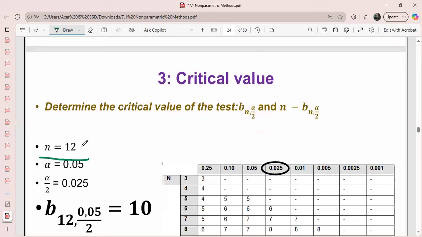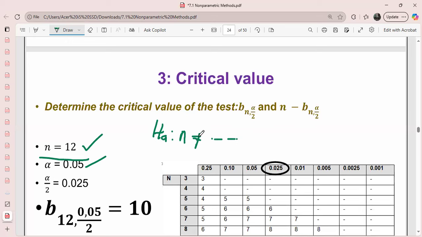N, we know that it's 12. When we count the reaction time, we were also told that N is equal to 12. Alpha we're given as 0.05. We're also given, this is very important, the question: when we were formulating the null and alternative hypothesis, we said under the HA, remember, don't forget this, that it's like this. It was that value there.